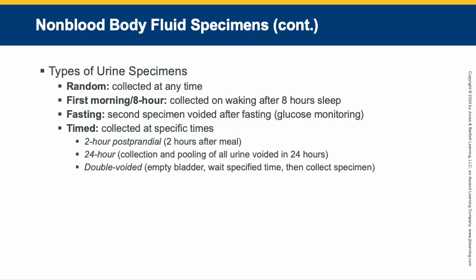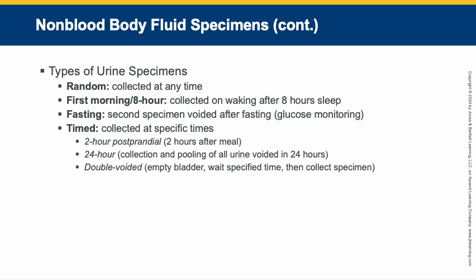Fasting specimen, this is typically used for glucose monitoring, like for diabetic patients. It differs from a first morning specimen in that it is the second specimen voided after a period of fasting. Okay, so this is the second one. This helps ensure that the specimen will not be affected by food that was consumed before the fast.